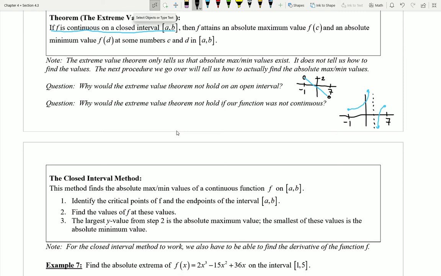In the last video, we talked about the extreme value theorem, and now we want to see how we can use this extreme value theorem to help find mins and maxes of different functions on closed intervals. So let's see what we have here.